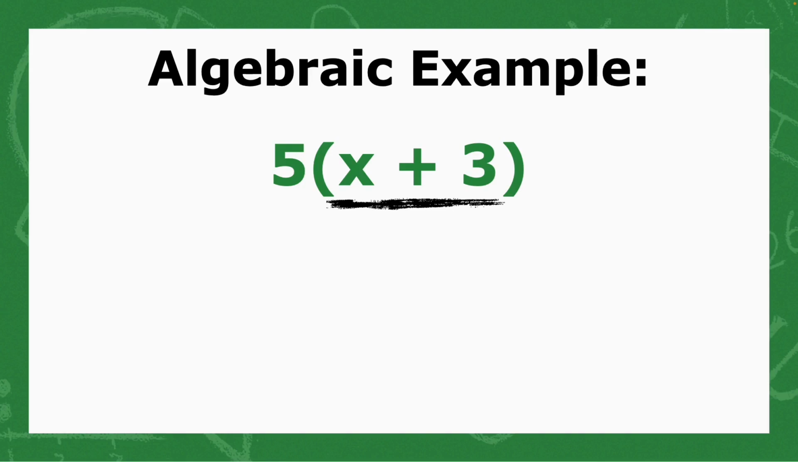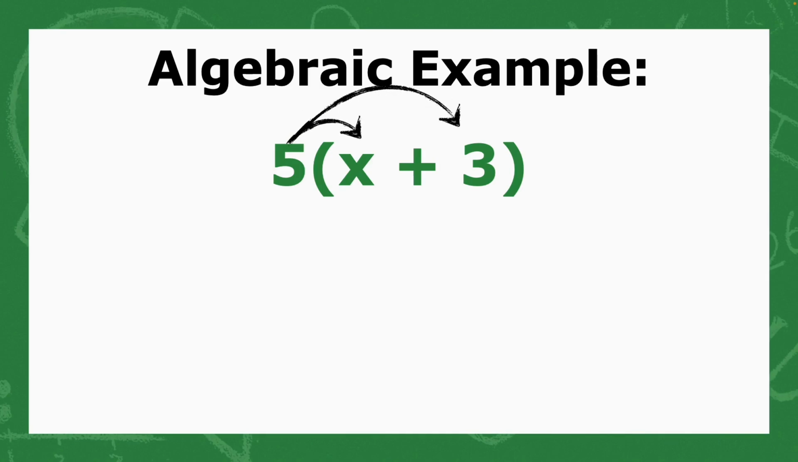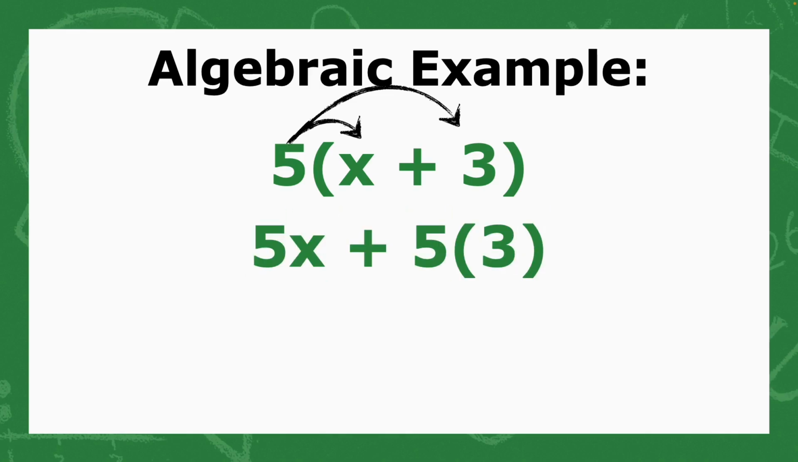It will allow us to get rid of these parentheses, or unlock them, by distributing that 5 to both pieces inside the parentheses. And we do this with multiplication. 5 times x plus 5 times 3. And we know that 5 times 3 is 15, so we can simplify it further to 5x plus 15. Which is an equivalent expression to where we started, but now it doesn't have the parentheses involved.